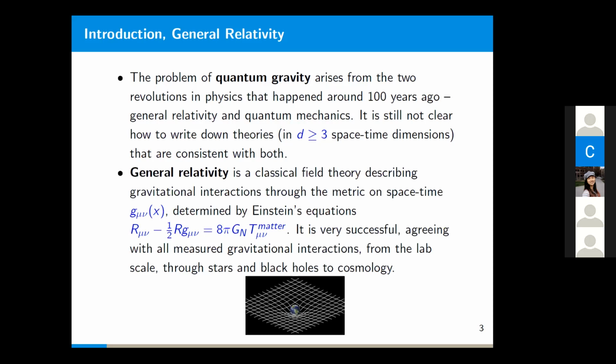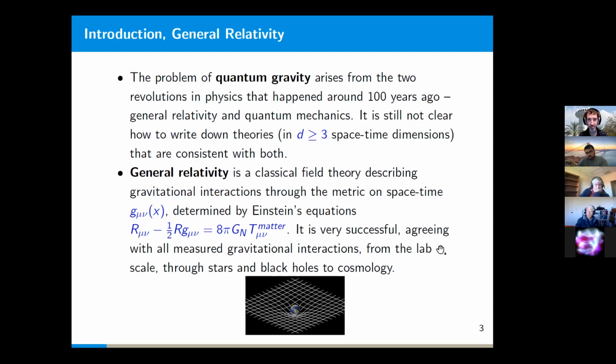General relativity, to remind you, is a classical theory describing the gravitational interactions via the metric in space-time. So the metric in space-time responds to the matter field through Einstein's equations. And of course, this is a very successful classical theory, agreeing with all measured gravitational interactions from the lab scale through stars and black holes and all the way to cosmology.